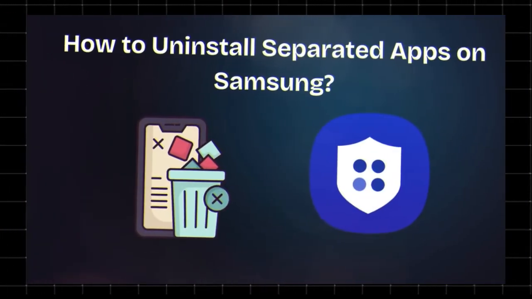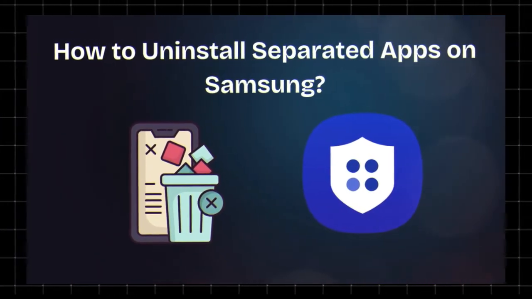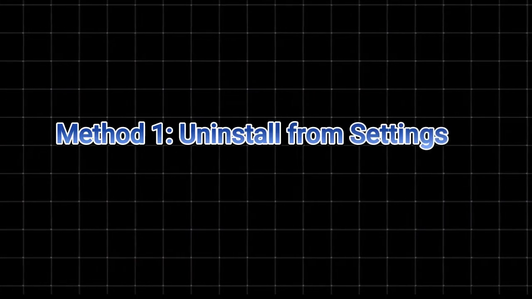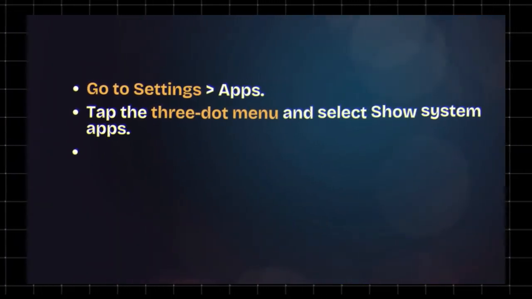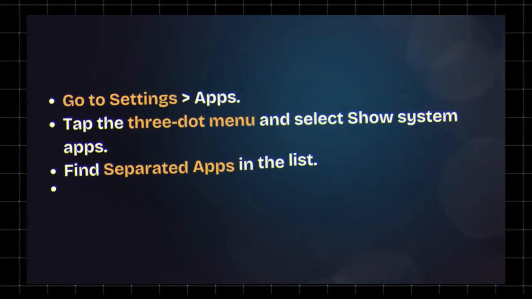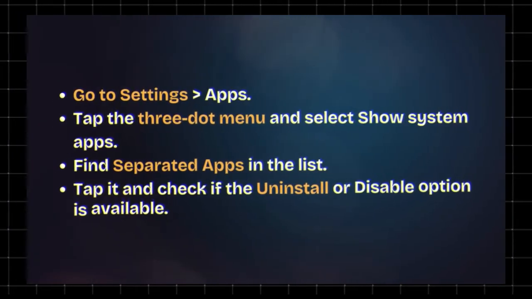How to uninstall separated apps on Samsung. If you no longer need separated apps, you can remove or disable it. Here's how. Method 1: Uninstall from Settings. Go to Settings, Apps. Tap the three-dot menu and select Show System Apps. Find separated apps in the list. Tap it and check if the uninstall or disable option is available.